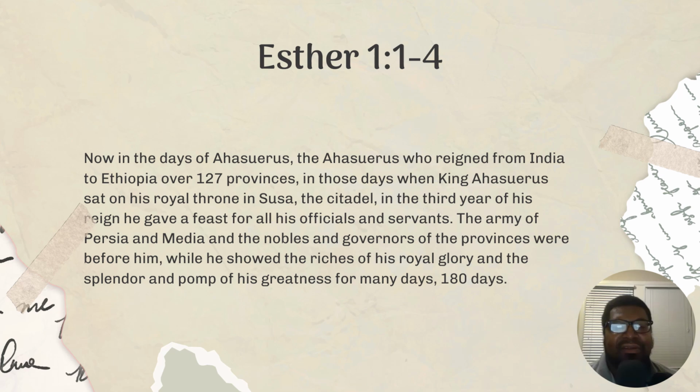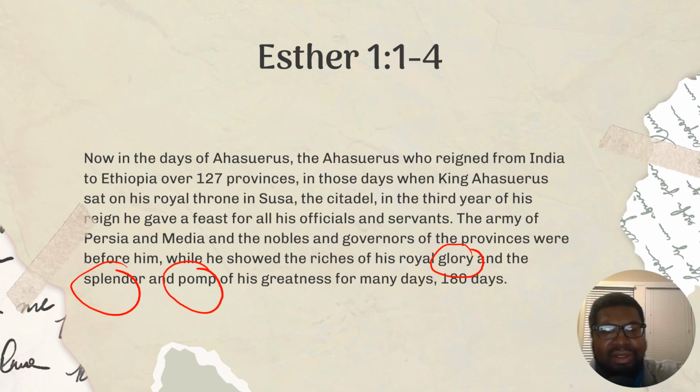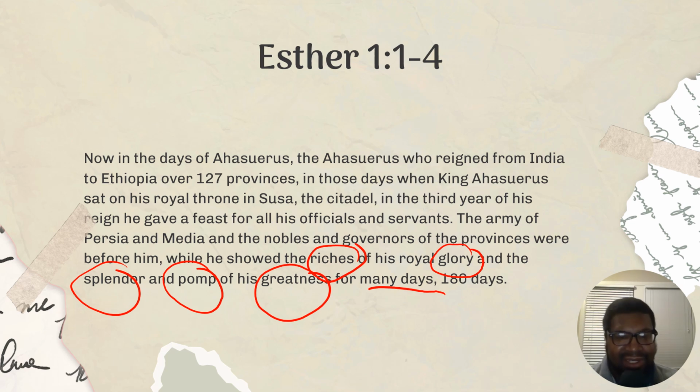And notice that of all the things that were said, the emphasis gets placed on here just by all of these descriptors. His royal glory, splendor, pomp, greatness, many days, 180 days. So the idea being that his glory, splendor, pomp, greatness took him, and I guess I could have circled riches, so forgive me, his riches took him many days to explain. So just like it takes many days, he has many riches.